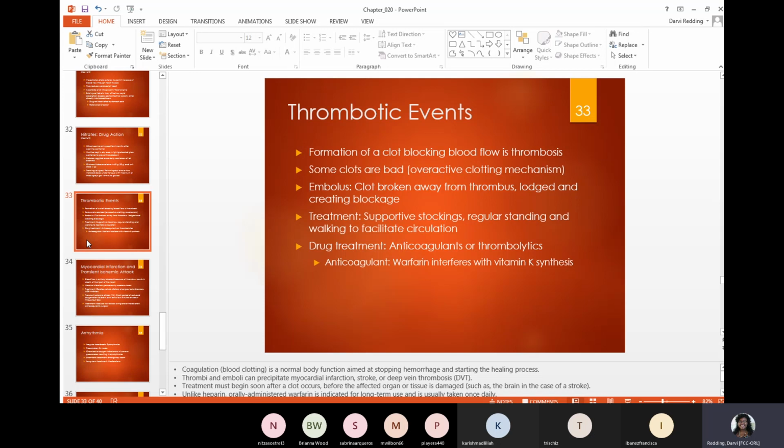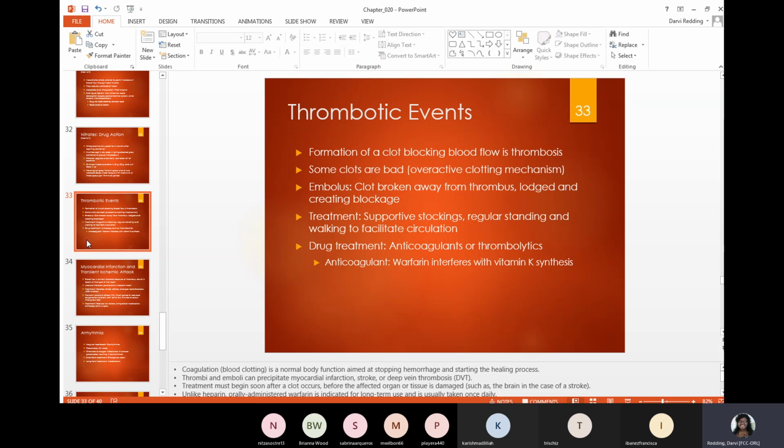Now, some treatment of thrombosis would include some supportive stockings. Using this as an example, support stockings are going to help with circulation. If people do some regular walking, this is really going to facilitate circulation. You can find some support stockings in some pharmacies or in some medical supply shops.